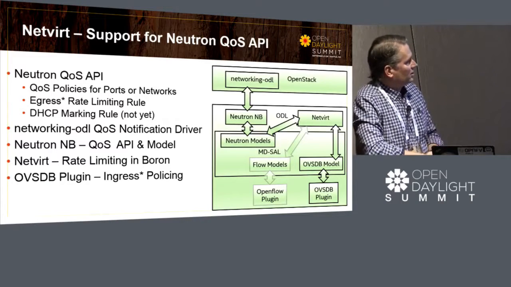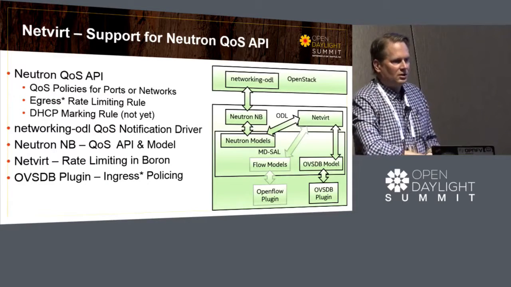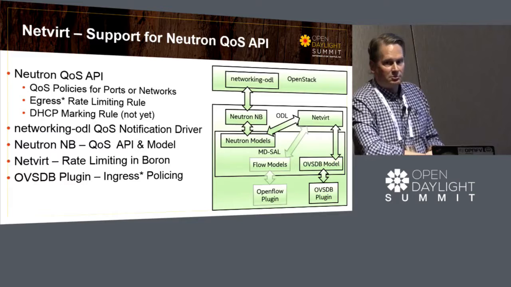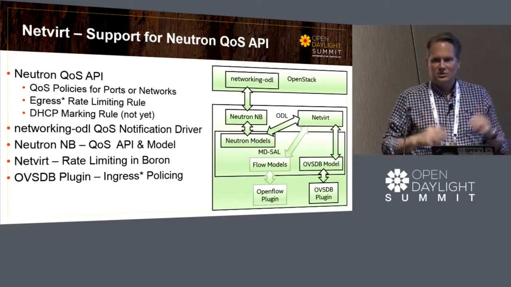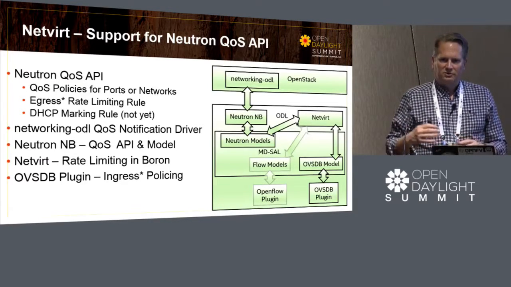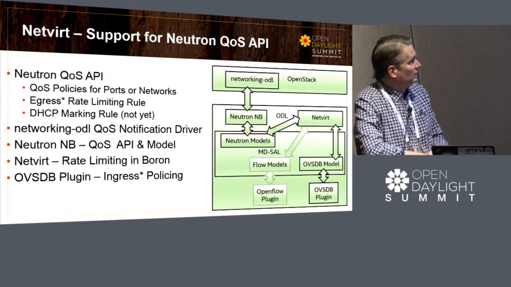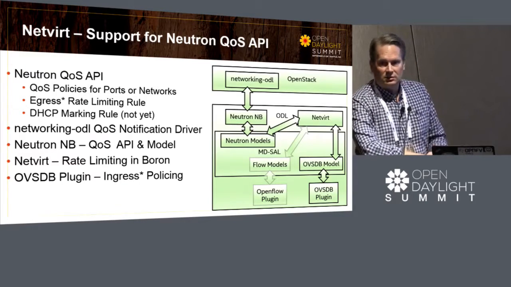I said DSCP marking not yet, so that's why I show the OpenFlow plugin a little bit faded there in the diagram. We'll probably use the DSCP marking features of OpenFlow to implement that capability. If you're aware of NetVirt in Boron, there have been a lot of changes. It's basically a whole new code base, a mashup of the VPN service code and the old NetVirt code. So it's a new architecture, and we'll need to figure out how this QoS API and support needs to be built into that.